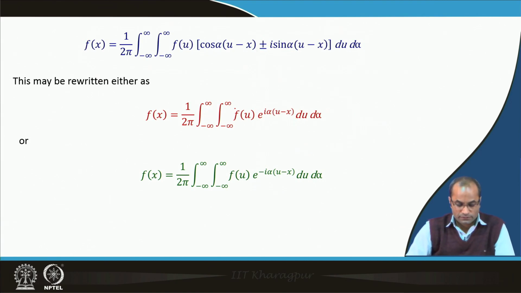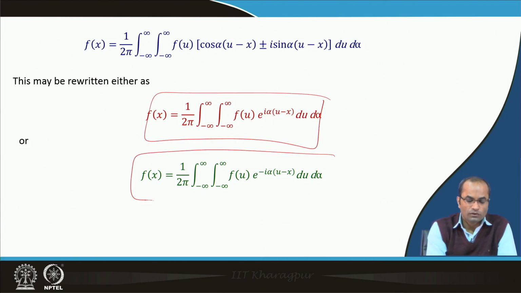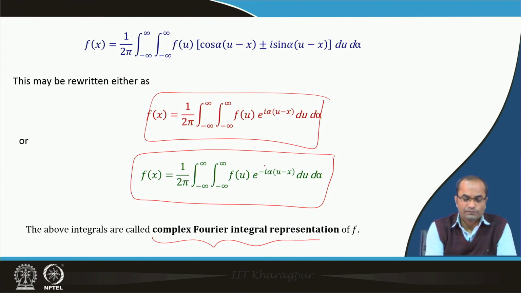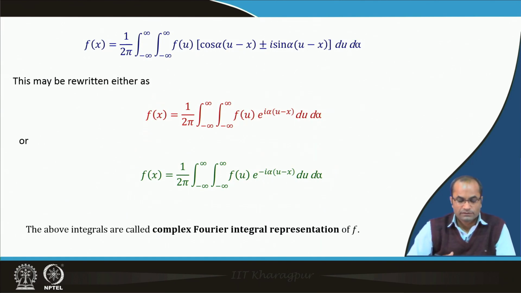So, with these two representations, either this one or that one, these integral representations are called complex Fourier integral representation of f, because we have introduced this complex number there. So, these representations are called complex Fourier representation. What is the benefit of writing this? That will come in a minute when we introduce the Fourier transform.